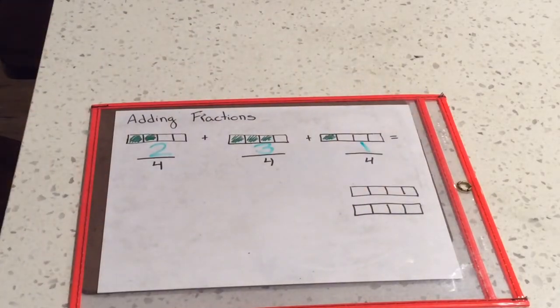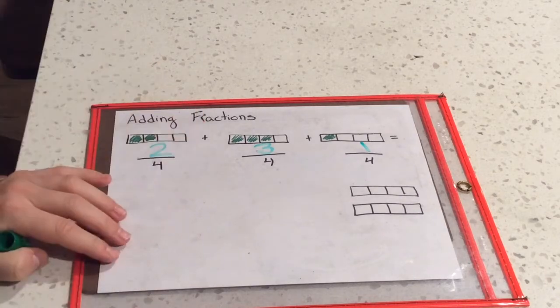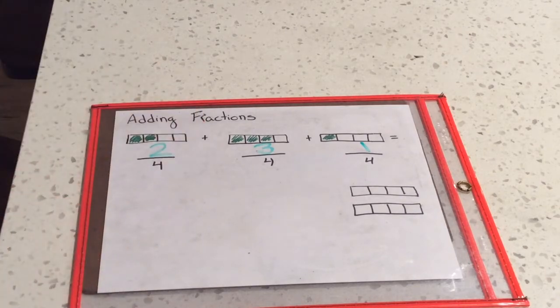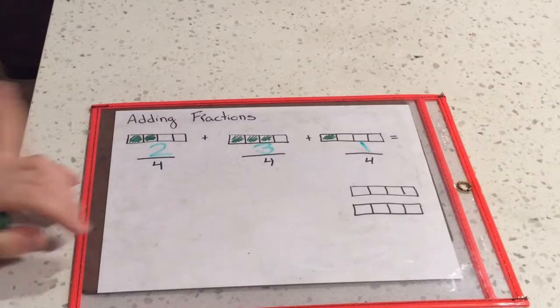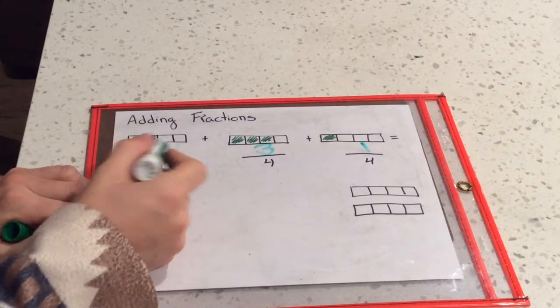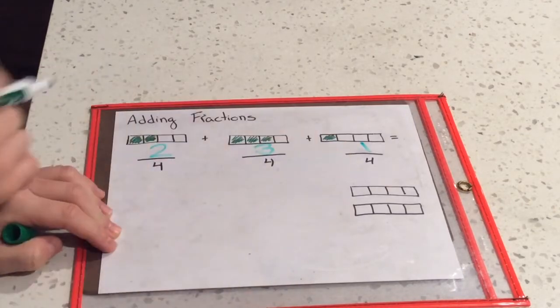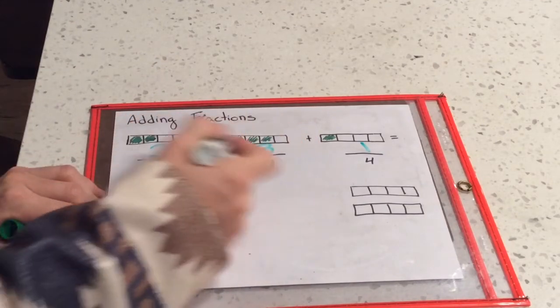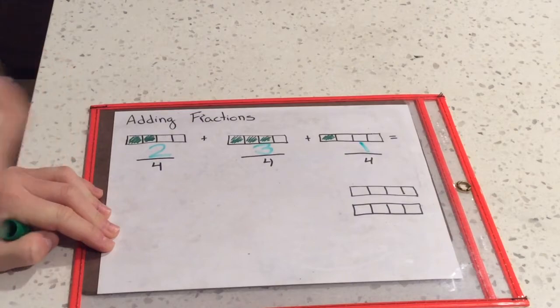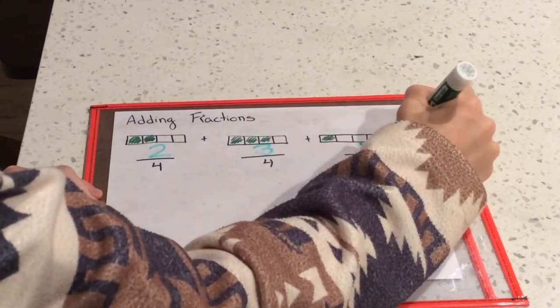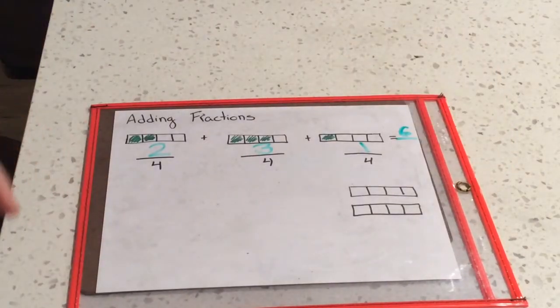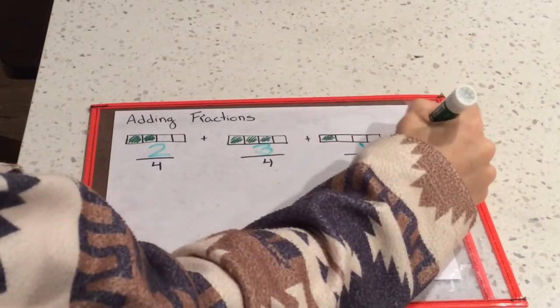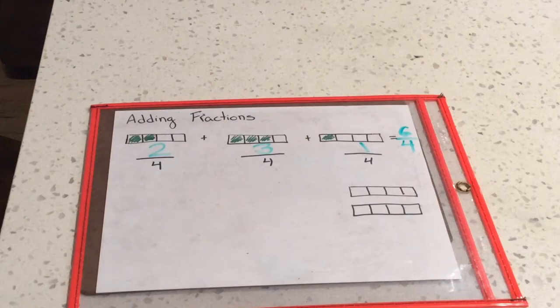Even though I'm adding multiple fractions here, the idea of only looking at the numerator does not change. So 2 plus 3 plus 1, and I have a model to show that as well. So 2 plus 3 is 5, plus 1 would be 6, and my denominator does not change. 6/4.